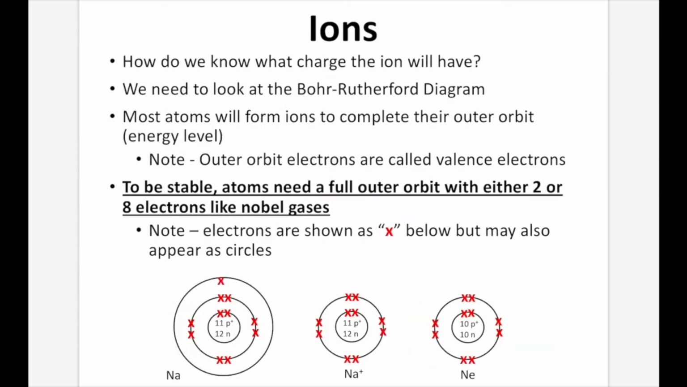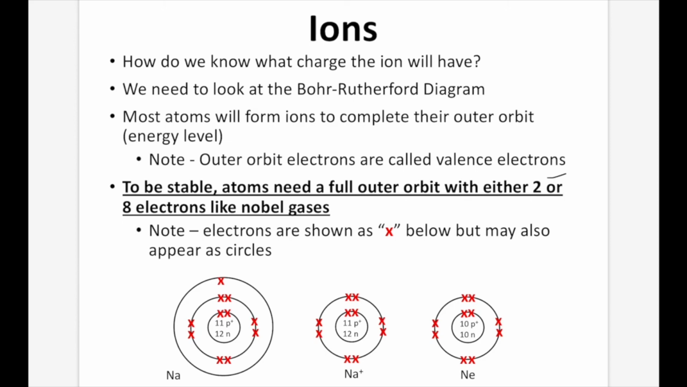How do we know what charge the ion will have? We need to look at the Bohr-Rutherford diagram. Most atoms will form ions to complete their outer orbit. Keep in mind that outer orbit electrons are called valence electrons, so we may use that term throughout the rest of the lesson. To be stable, atoms need a full outer orbit with either 2 or 8 electrons, so they can be like the noble gases.